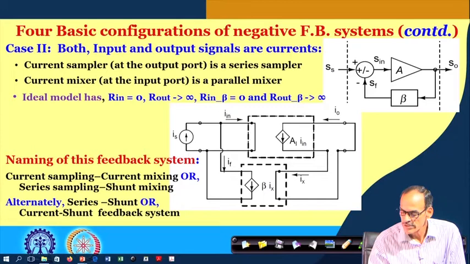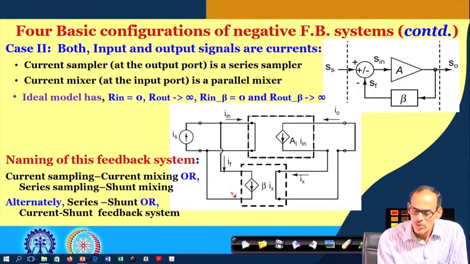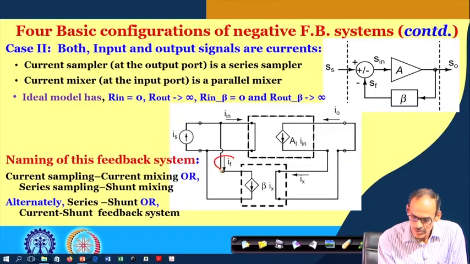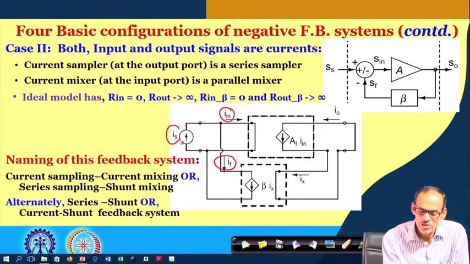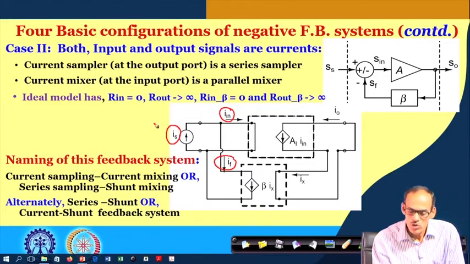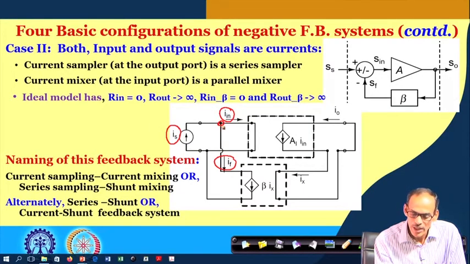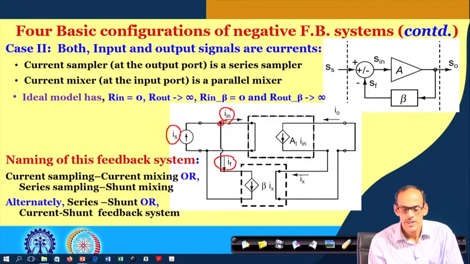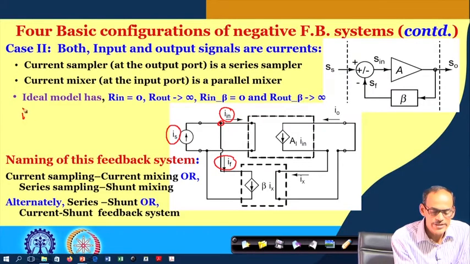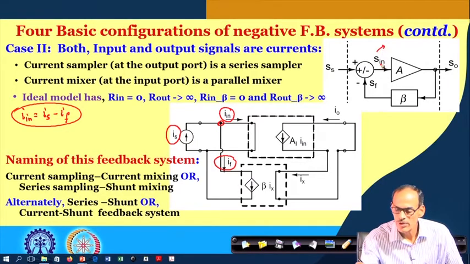If you see here the polarity of the signals, particularly at the input port, you need to be very careful. We call this the positive direction of the current, we call this the positive direction of the current. That is a convention, and this is also the positive direction of the current. So, if I consider this net and apply KCL at that node, we can easily see that I in equals I s minus I f. In fact, that is what we are looking for: S in equals S s minus S f.